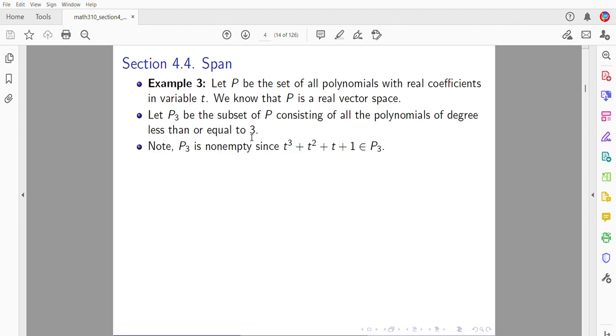Now note P3 is non-empty, because here is one polynomial of degree less than or equal to 3. In fact, degree equals 3. This polynomial is in P3.